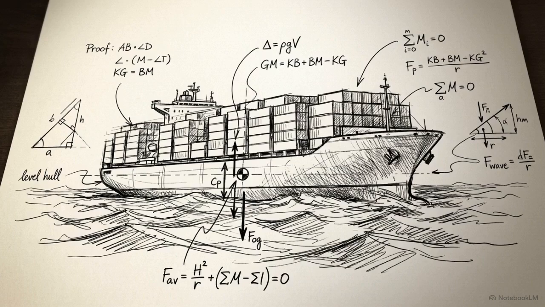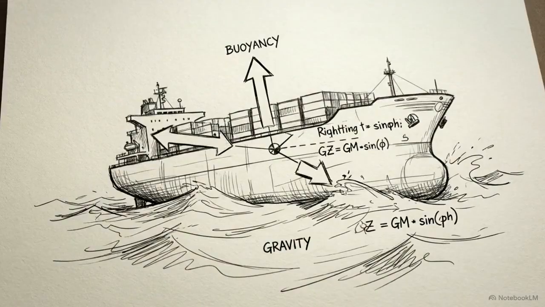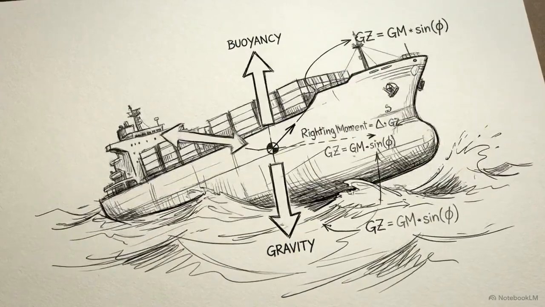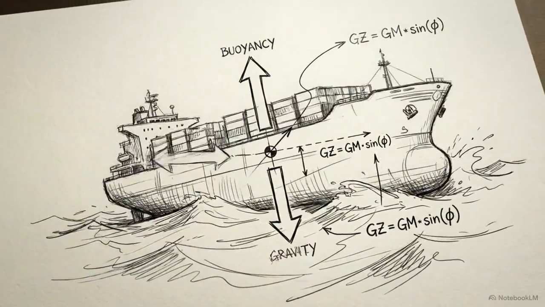A modern cargo ship can weigh tens of thousands of tons, yet it floats in a fluid environment that constantly tries to flip it over. The ability to recover from this rolling is called transverse stability.